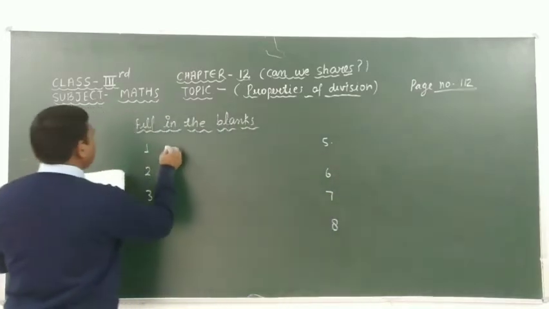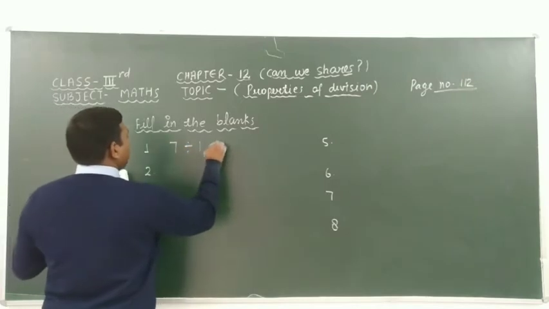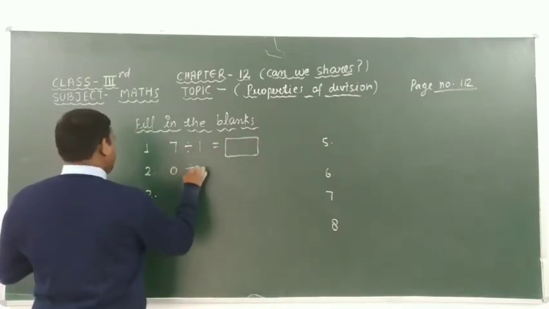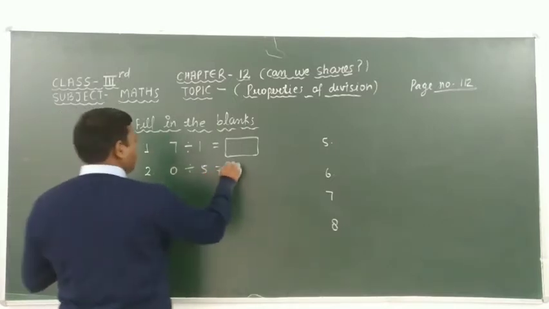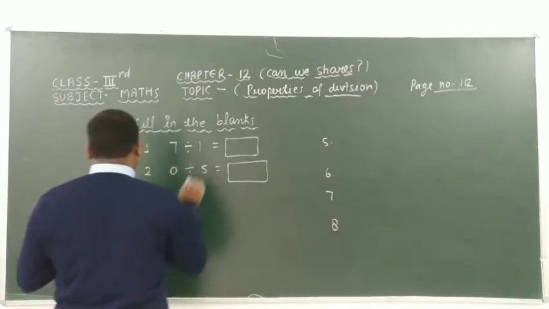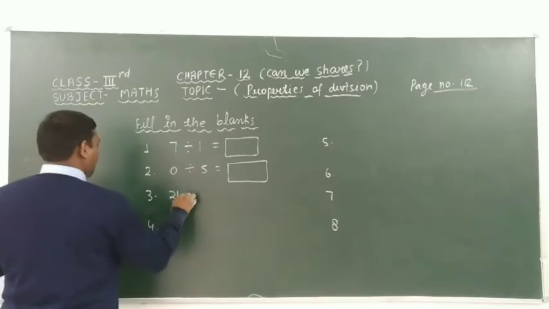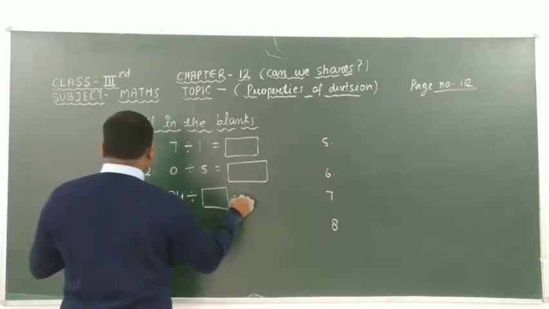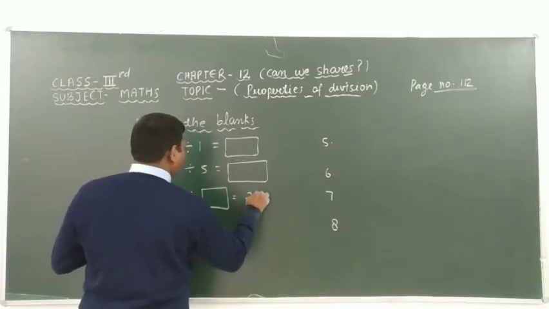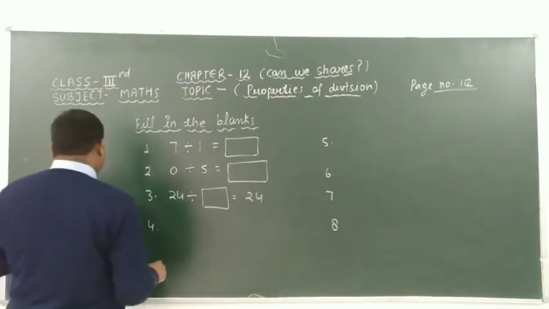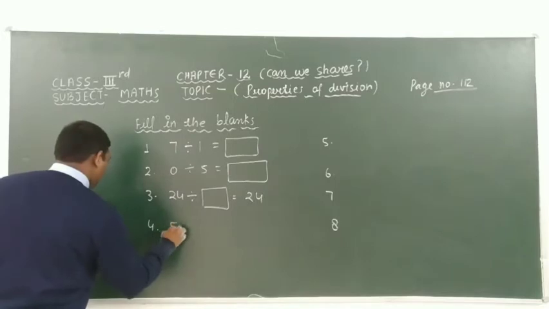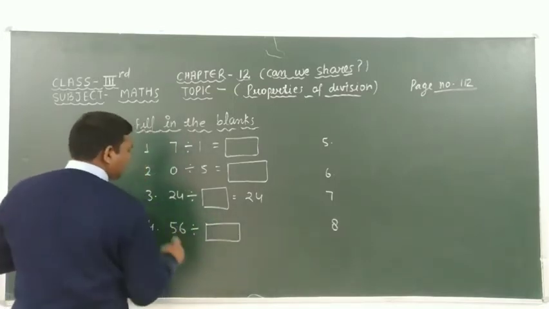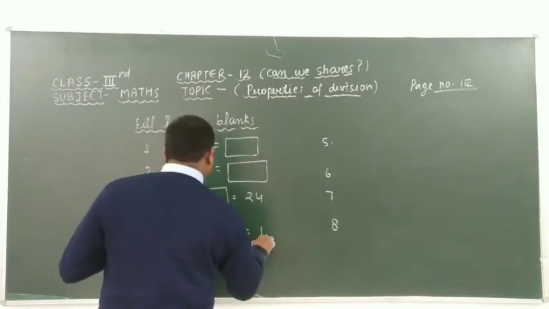Look, question number 1 is 7 divided by 1 is equal to box. 0 divided by 5 is equal to box. 24 divided by box is equal to 24. In this question, 56 divided by box is equal to 1.